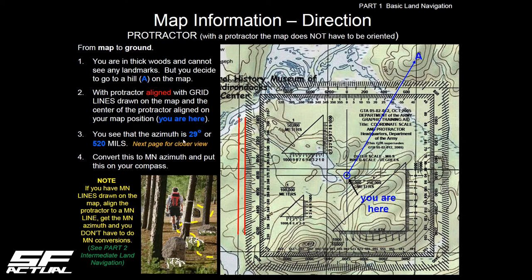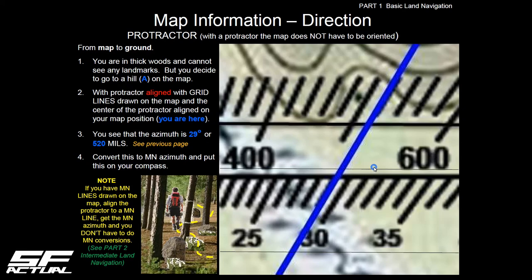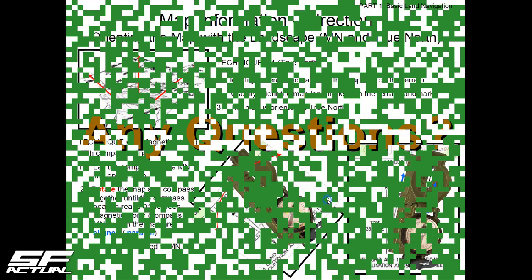You see that the azimuth is 29 degrees. Convert this to a magnetic azimuth and put this in your compass. So here we would get 29 degrees. We would look at what our GN angle is, if we have to add or subtract, and now we can pull our compass out and start navigating with the magnetic north azimuth that we get by drawing this out. Here you can see where they're breaking it down a little bit closer to the 29.